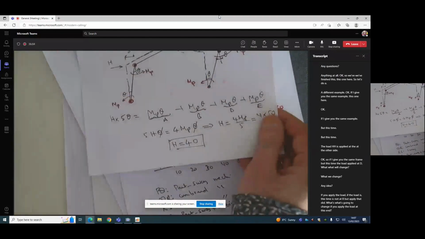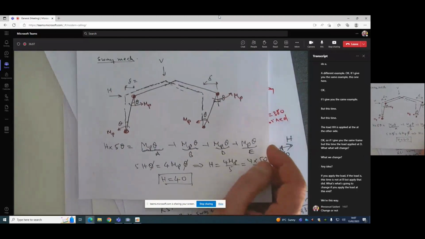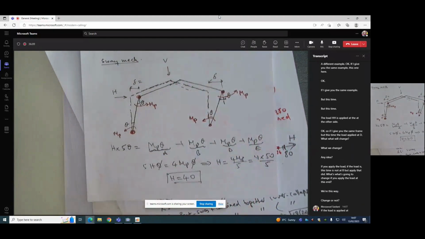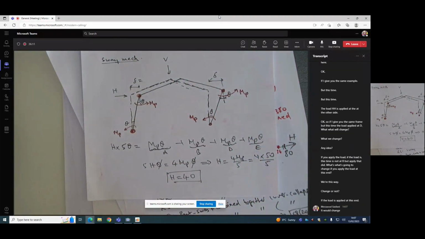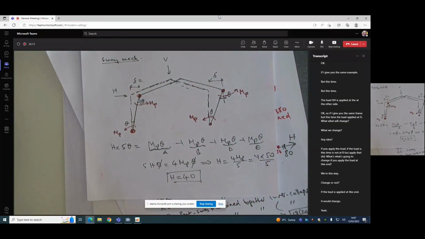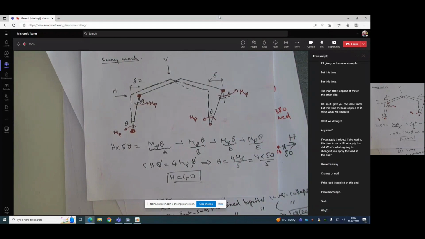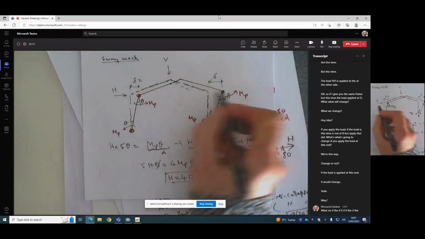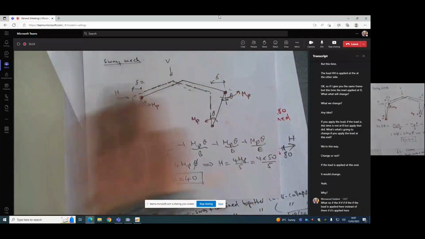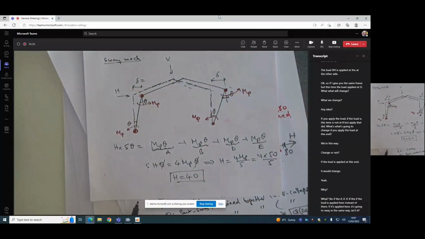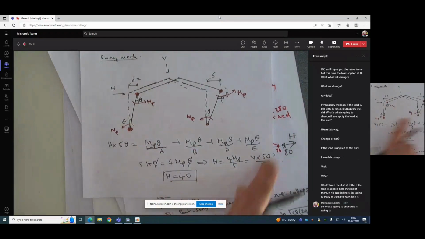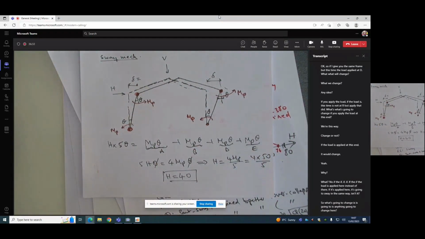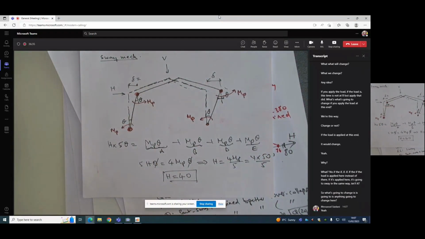Will the sway change or not? If the load is applied at this end, it will change. Why? Well, no. If the load is applied here instead of there, it's going to sway in the same way, isn't it? So what's going to change? Is anything going to change here? What's going to change?